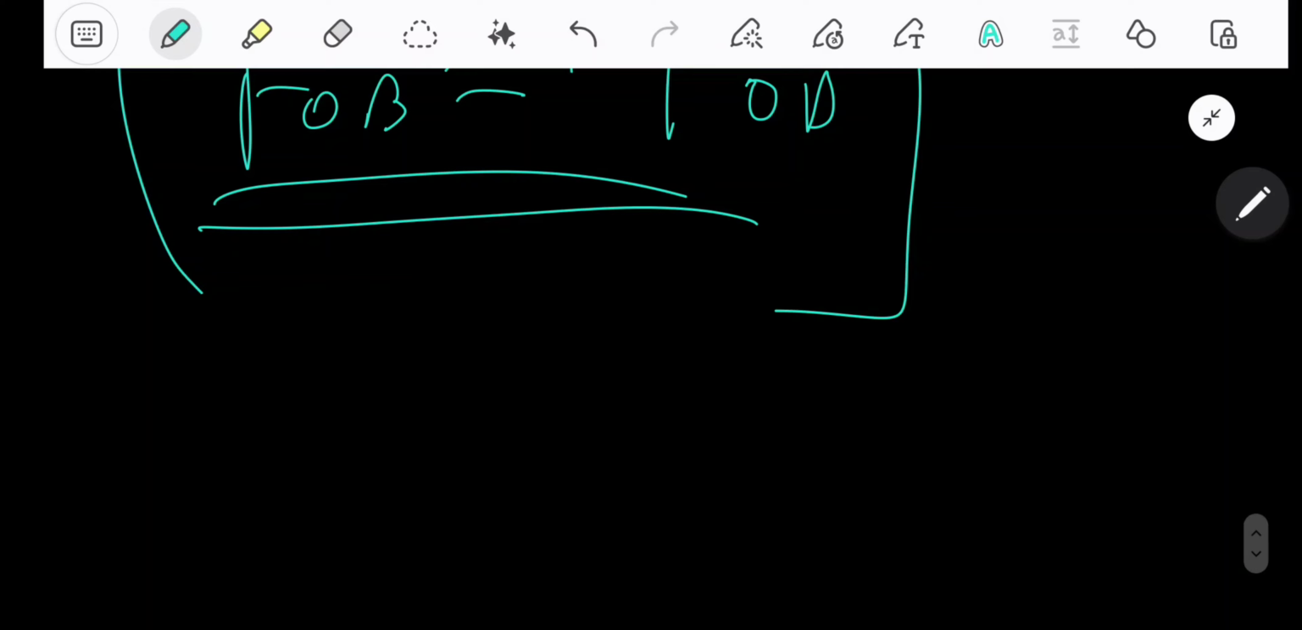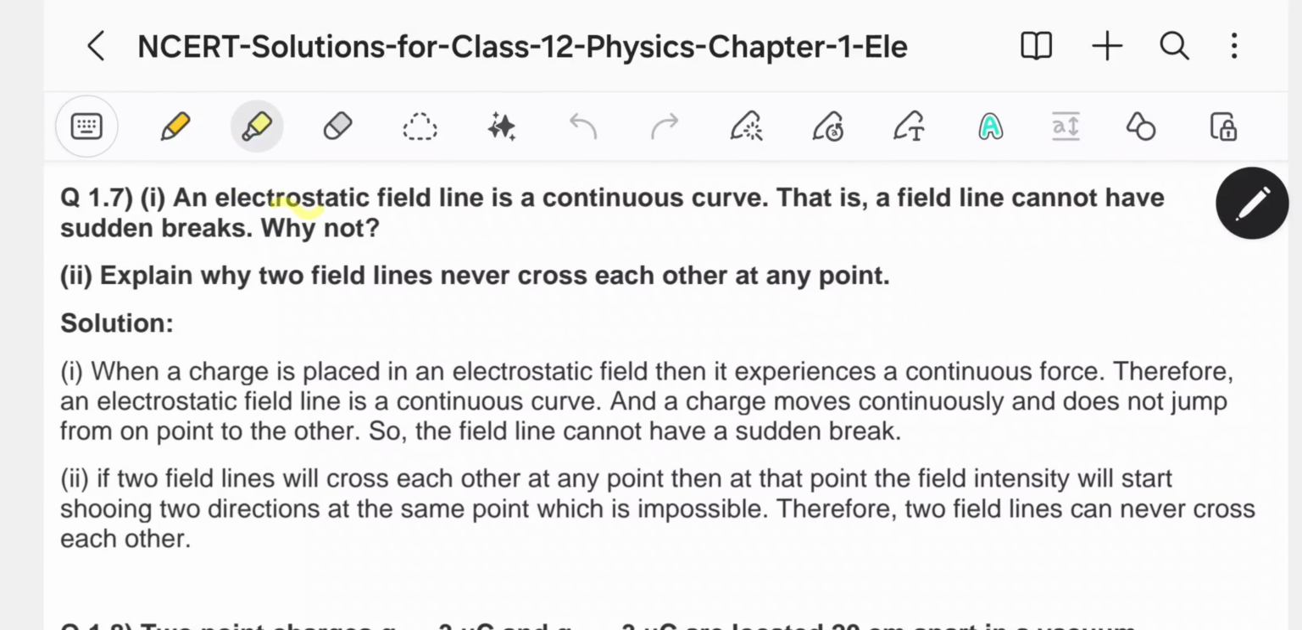Now let's move on to the next question. 1.7. An electrostatic field line is a continuous curve, right? That is, a field line cannot have sudden breaks. Why not? Because when a charge is placed in an electrostatic field, it experiences a continuous force. Therefore, an electrostatic field line is a continuous curve, and the charge moves continuously and does not jump from one point to another. So the field cannot have a sudden break.